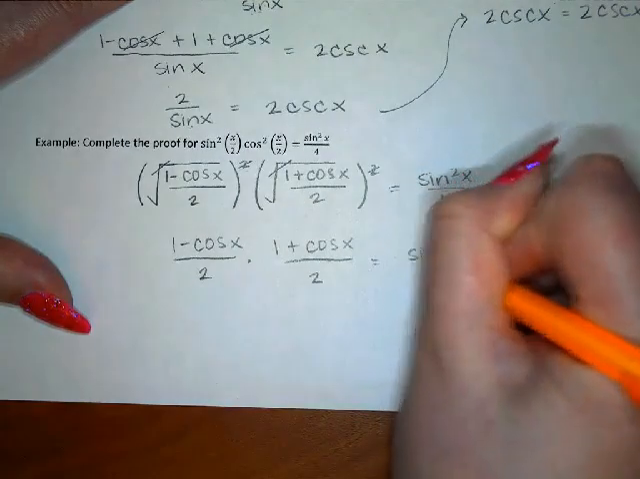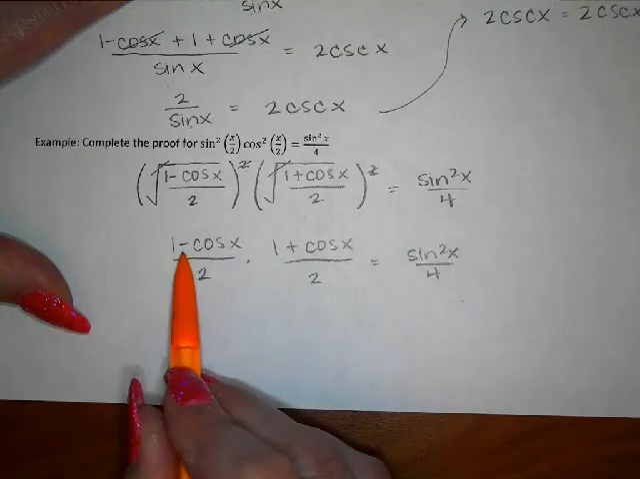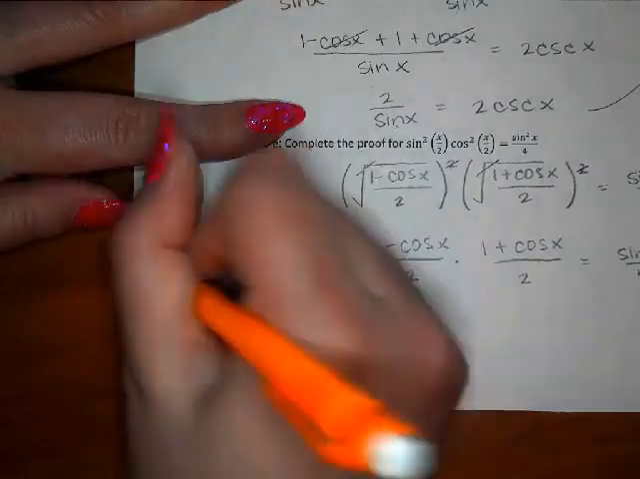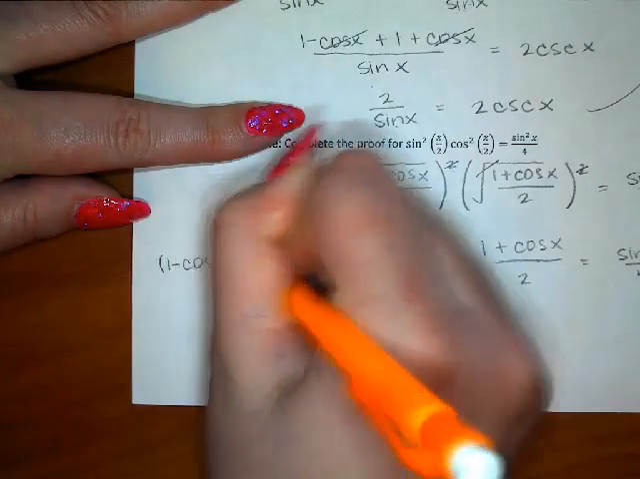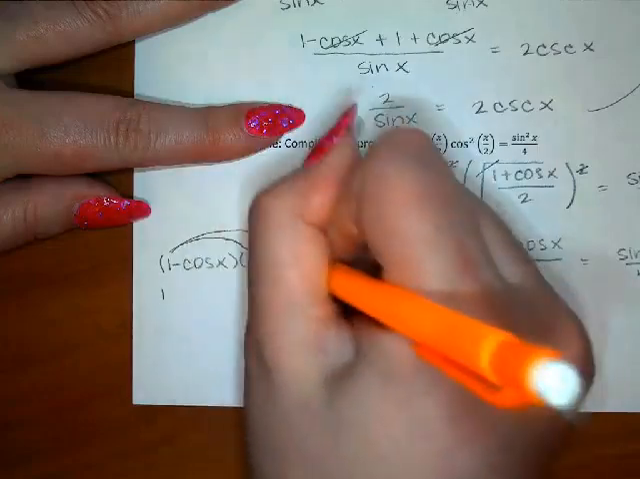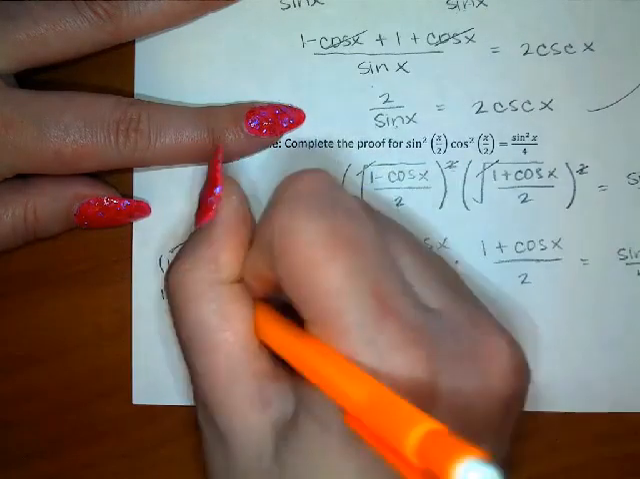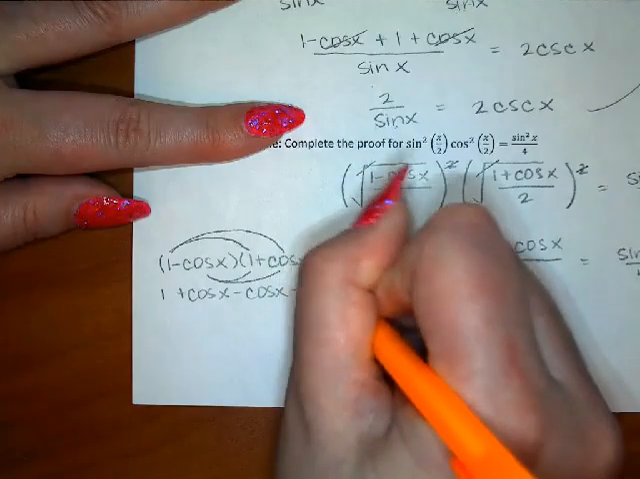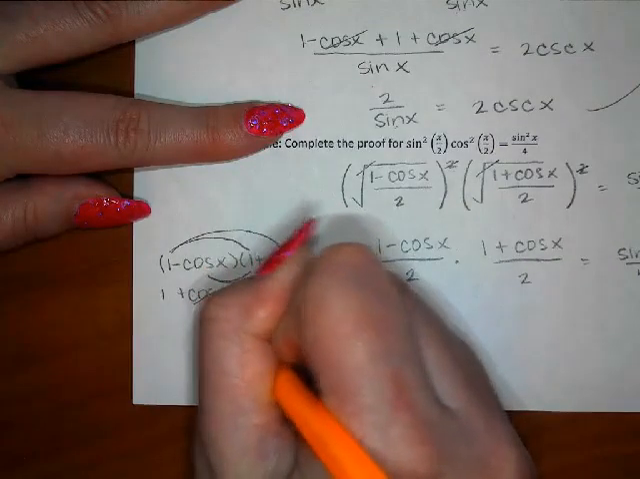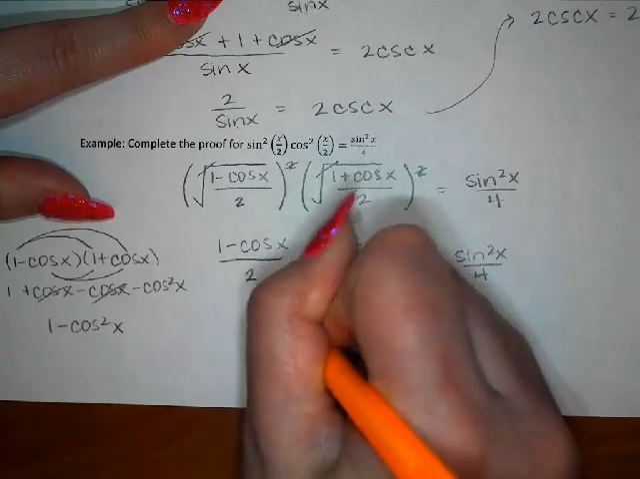And so now I need to multiply the numerators together. And when I multiply 1 minus cos times 1 plus cos, I need to FOIL them. And so I'm going to go ahead and FOIL it off to the side over here. So 1 times 1 is 1. 1 times positive cos is positive cos. Negative cos times 1 is negative cos, and negative cos times positive cos is negative cos squared. And so the positive cos and the negative cos cancel out, and I'm left with 1 minus cos squared. So that is what ends up in the numerator. So I have 1 minus cos squared in the numerator. In the denominator, I have 2 times 2 is 4.